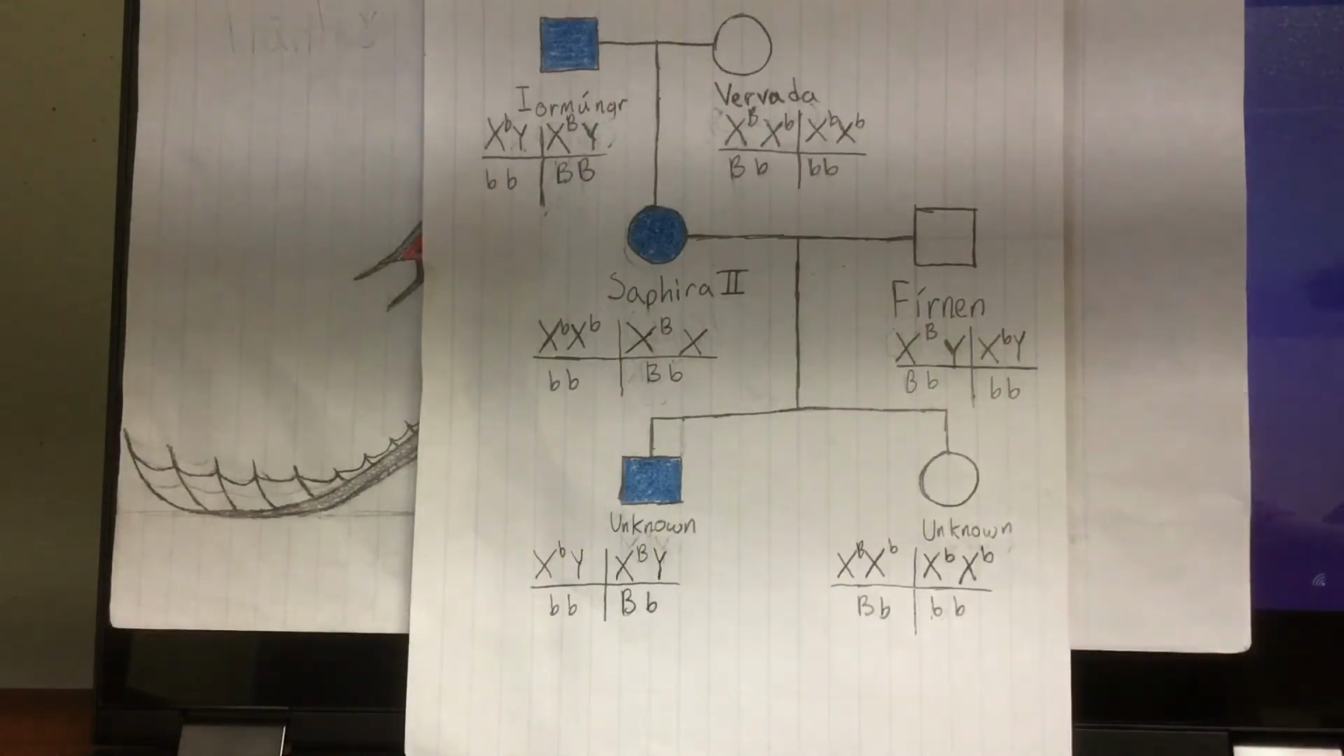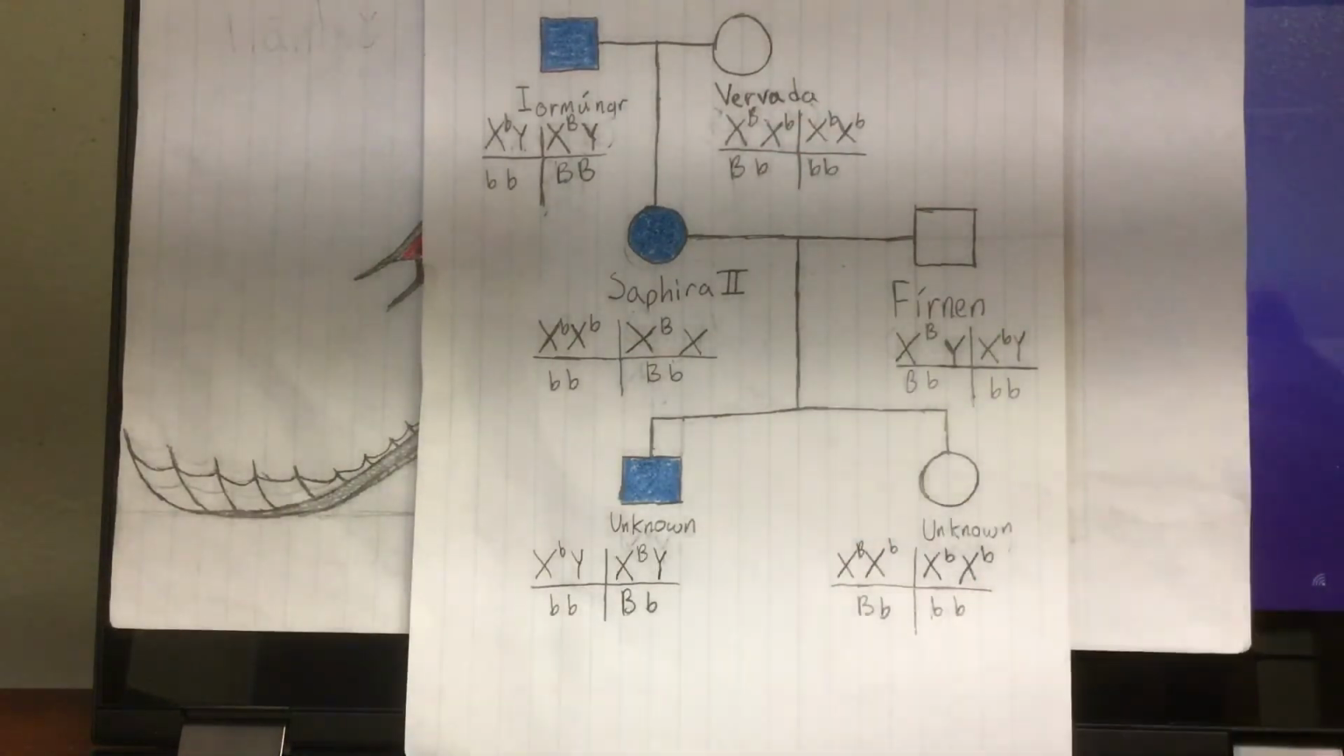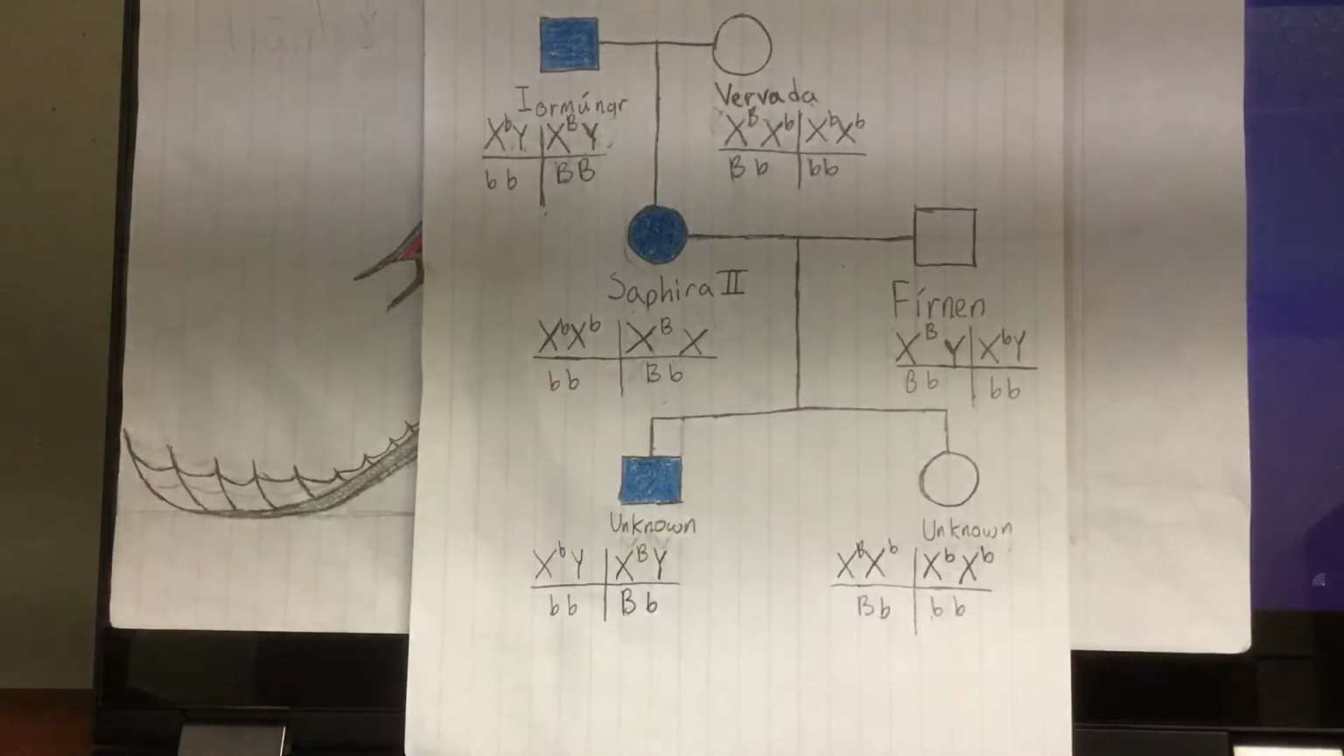Whereas her mother, as you can see, is not blue, and the blue is the recessive trait, so she is heterozygous because she has to pass on the blue allele to Saphira.